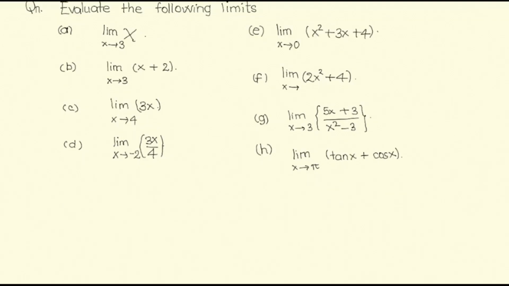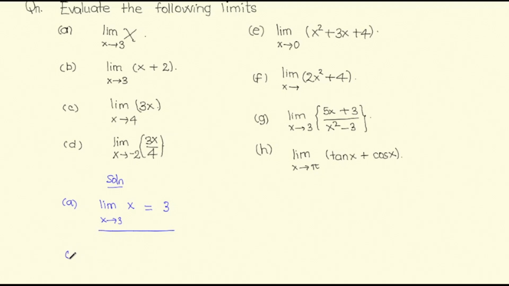Now here in our solution, let's copy down part A of the questions, which says we need to evaluate the limit as x tends to 3 of x. So here we can substitute where there is x, that value of x, that is 3. Now this one is direct, this is just equivalent to 3.